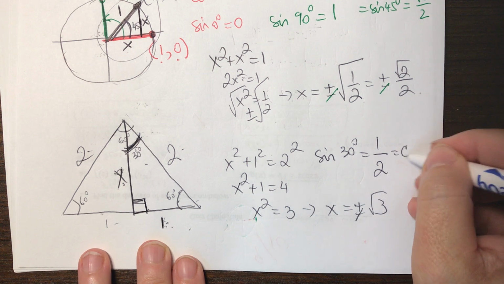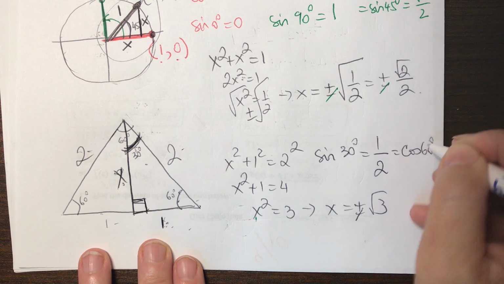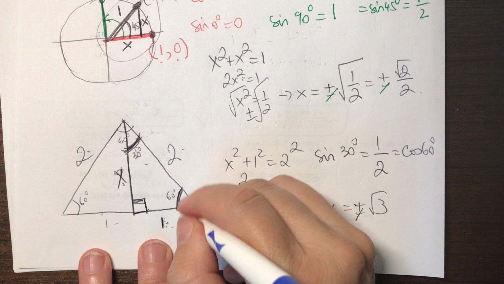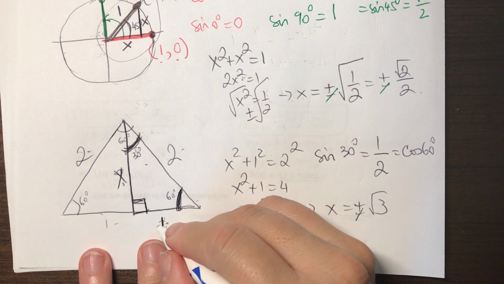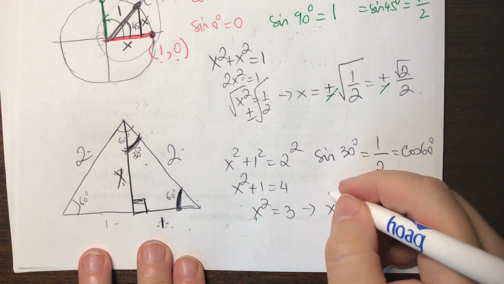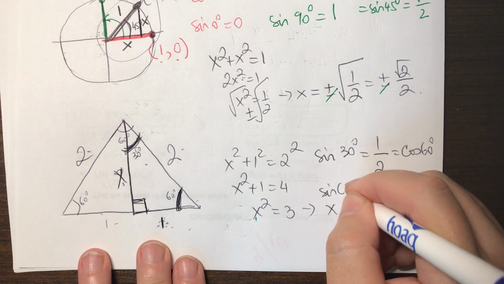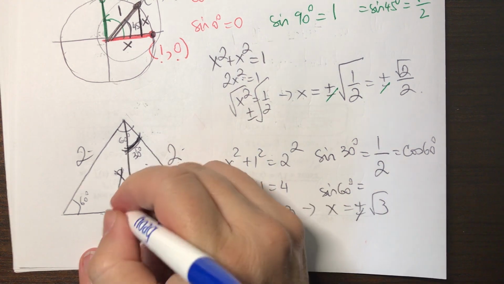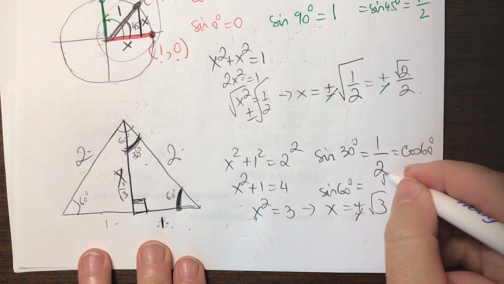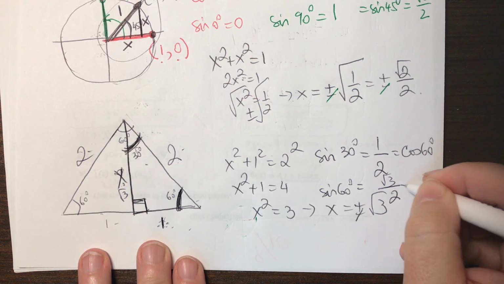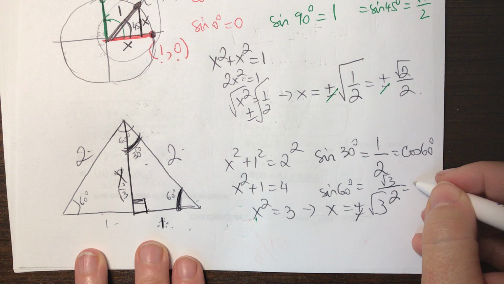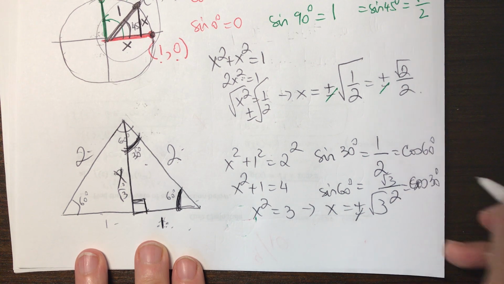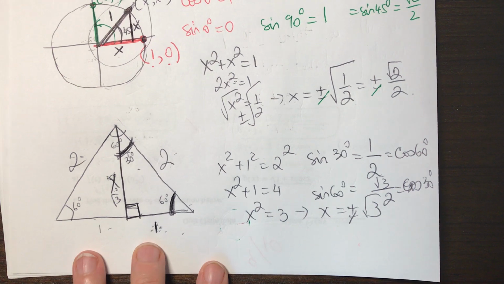And that's the same thing as cosine of 60 degrees, by the way, because what's cosine of 60 degrees? The adjacent over the hypotenuse. And in the same way, sine of 60 degrees is the opposite, which we got to be the square root of 3, over the hypotenuse, which is 2. And that's the same thing as cosine of 30 degrees. So that's really where they're coming from.